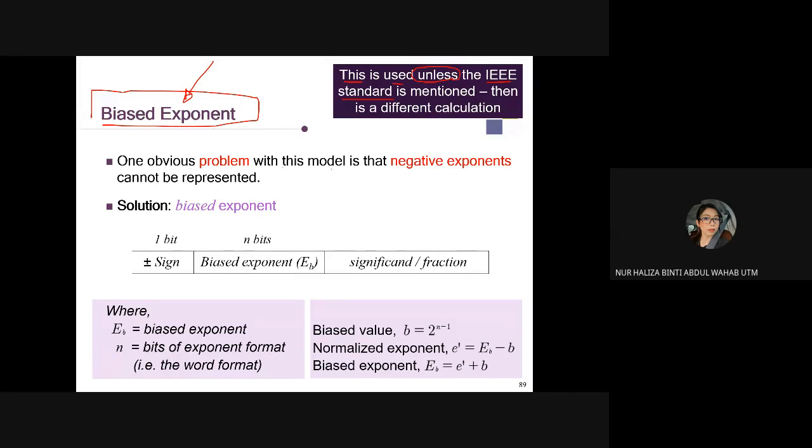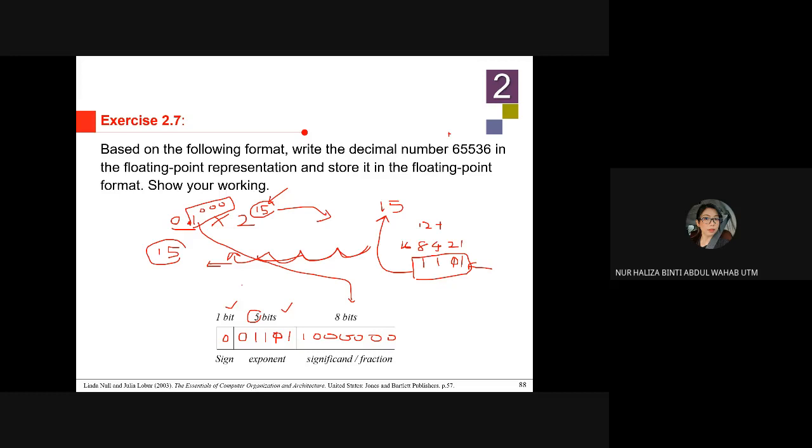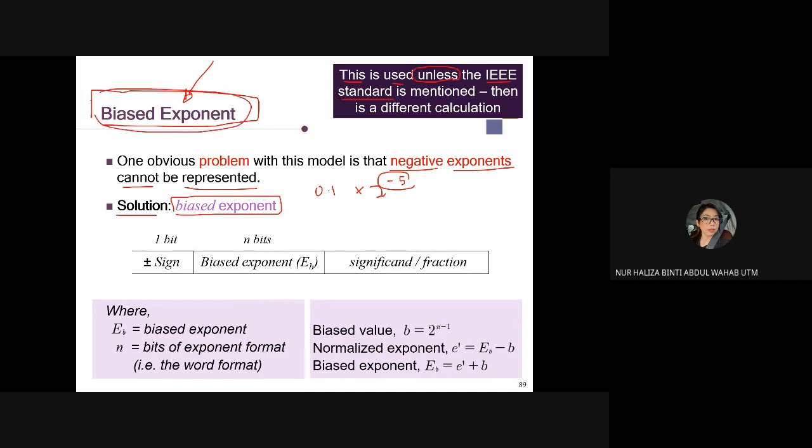So one obvious problem with this model is that a negative exponent cannot be represented. If, let's say, you have 0.1 times 2 to the power of -5, I'm just giving you an example, you cannot represent it. So there is a problem. The solution is to use the bias exponent. Previously, this method had a problem or error when you had a negative exponent. So the solution is to use the bias exponent, for negative exponent only. The problem is on the negative exponent.